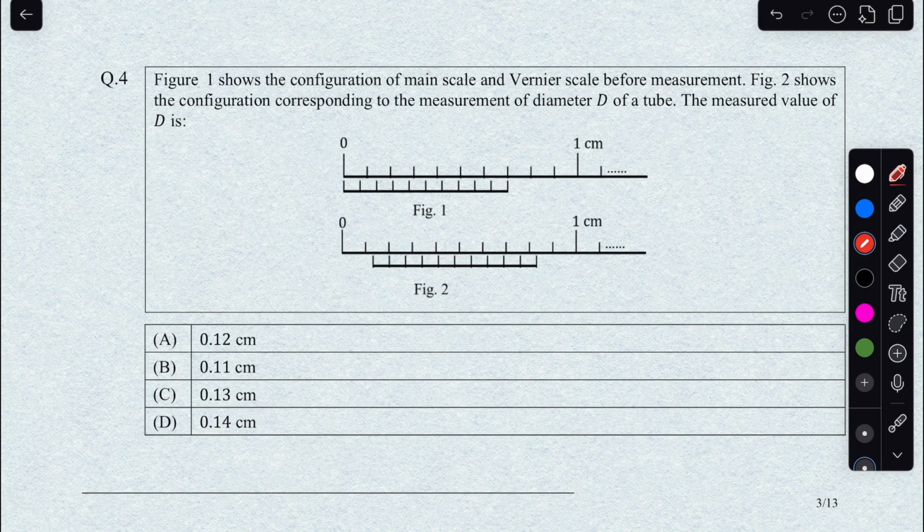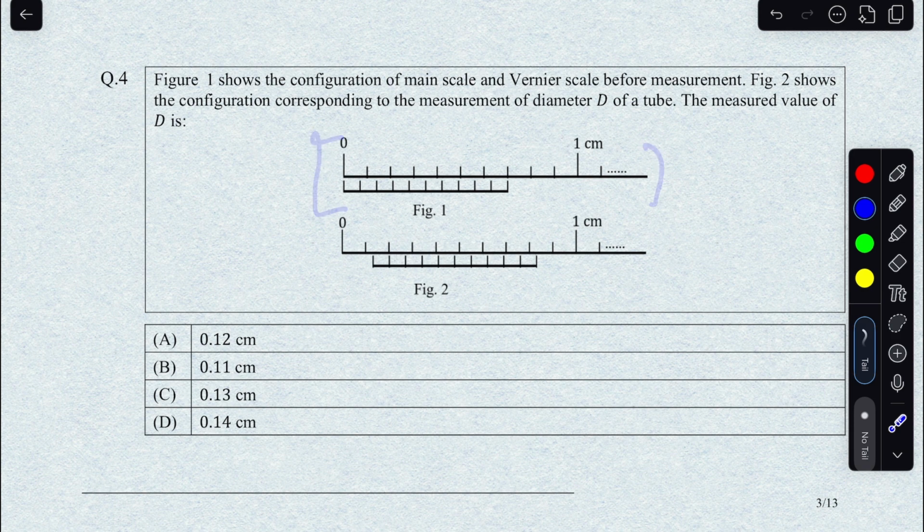This is the fourth question of JEE Advanced 2025 paper 1. In this question it is given that figure 1 shows the configuration of the main scale and the vernier scale before measurement. So this is the situation given to us.